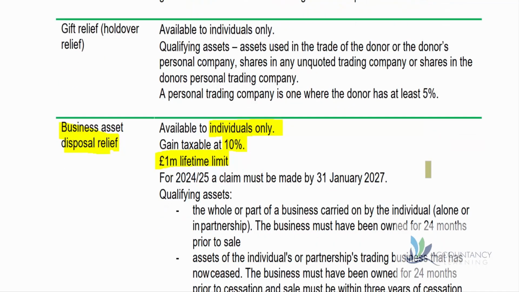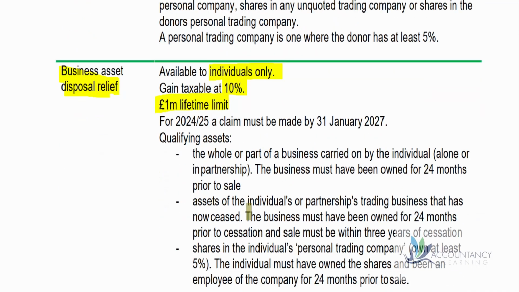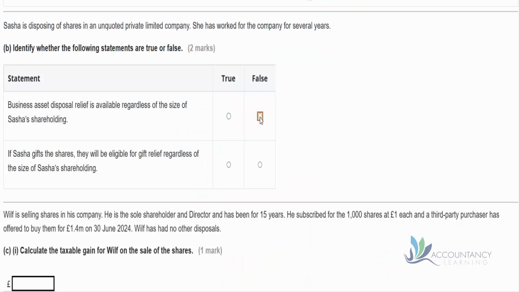And if you scroll down a little bit further, it tells us that for shares in an individual's personal trading company, and that's the situation we have here, they do need to own at least 5%. So that tells us that the statement is false because there is a requirement for the size of the shareholding.